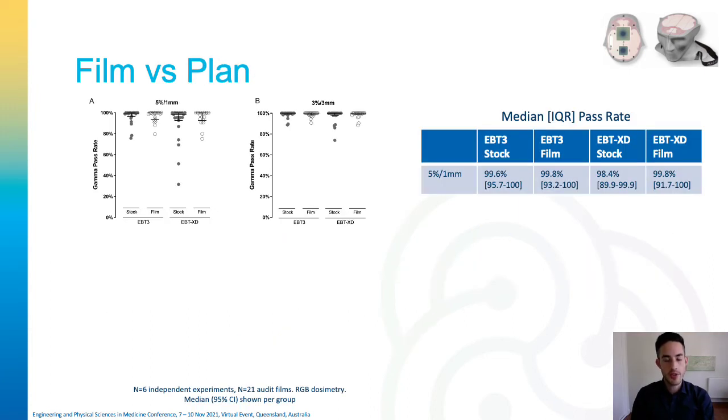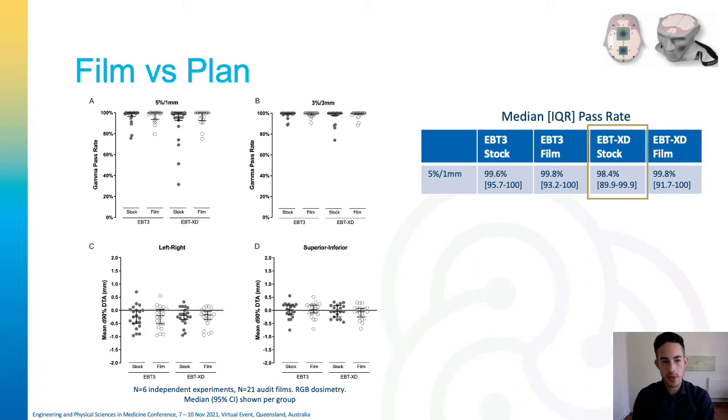Moving now to the film versus plan comparison, looking at the distribution of gamma pass rates, you can see that the results for EBT3 were very similar to EBT-XD, with the exception of XD when processed using a stock-to-stock method, where there were a few additional outliers and a greater spread of results. Again, for the distance to agreement metrics, there were very similar results between EBT3 and EBT-XD.